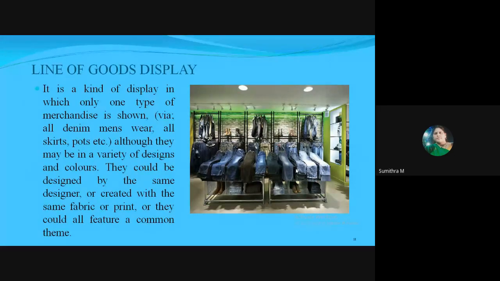Line of goods display is one merchandise product or one type of product. For example, cotton means everything related to cotton fabric, top and bottom, or it may be menswear, women's wear, children's wear, or a whole range of denim garments. In this picture, I have shown you denim products displayed, or it can be one designer's products. That is named a line of goods display. It must be related to each other, but it may be menswear, women's wear, or children's wear.